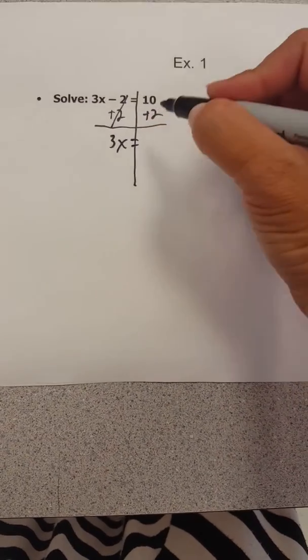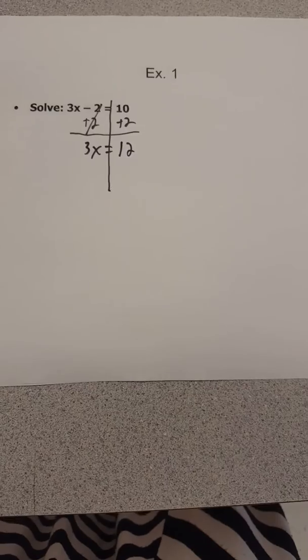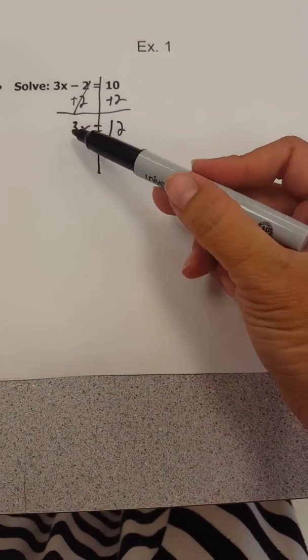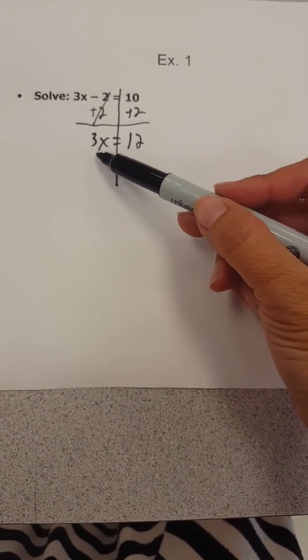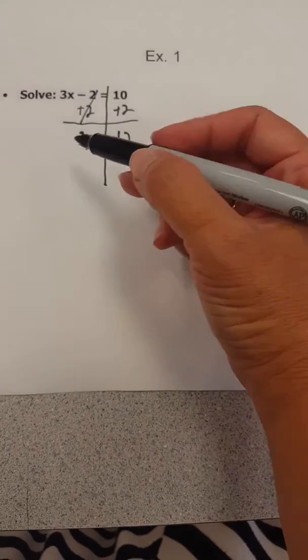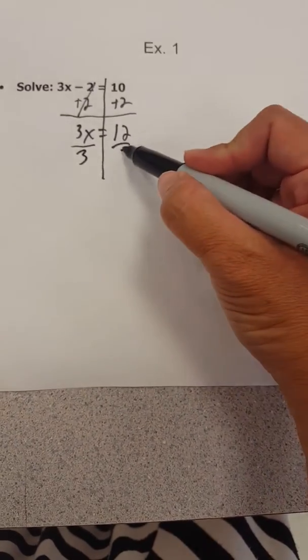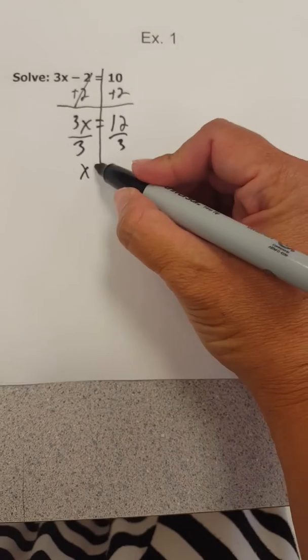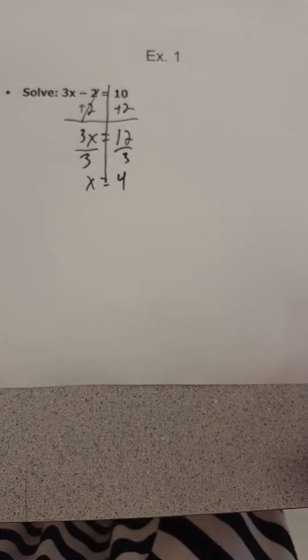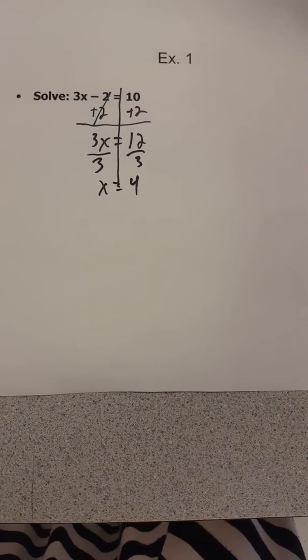Bring down your 3x and then equals 12. And remember, if a number is attached to a variable, that does mean 3 times x. So the opposite would be to divide by that 3. And then so x equals 4. Okay, let's go ahead and go on.